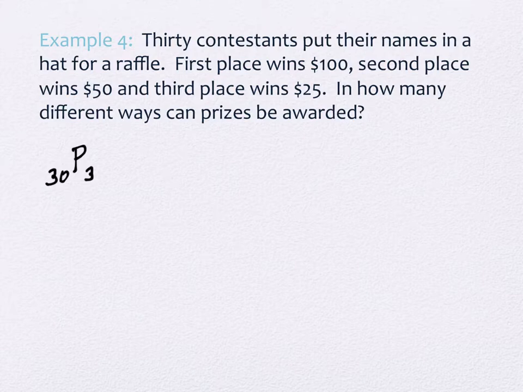Okay, so what goes on top is my 30 contestants. And what goes on bottom is basically the number of contestants that don't win anything. It's the 30 minus 3. So you can write 30 minus 3 if you want. I'm just going to write down 27 and shortcut that step just a tiny bit.